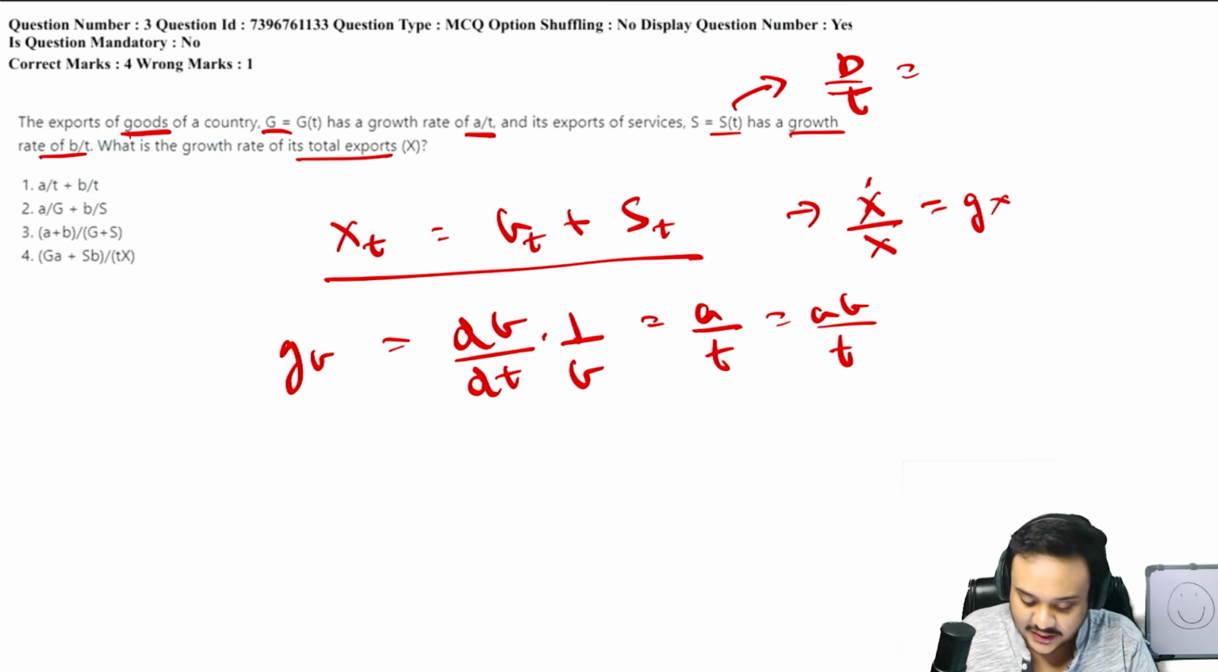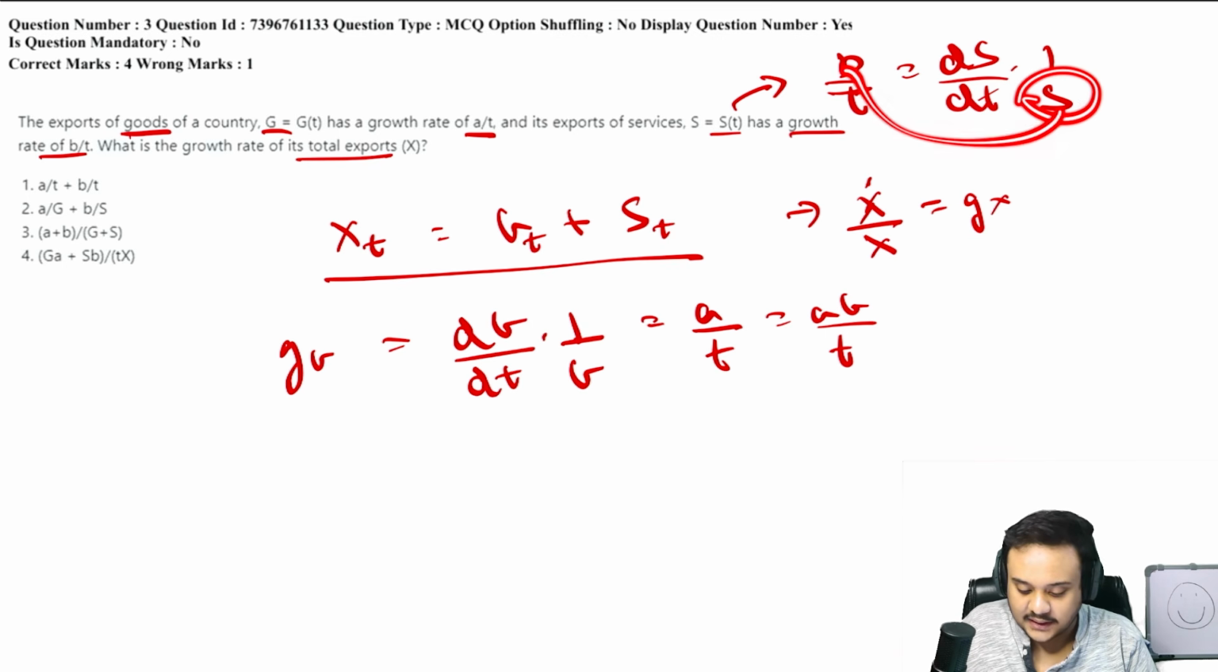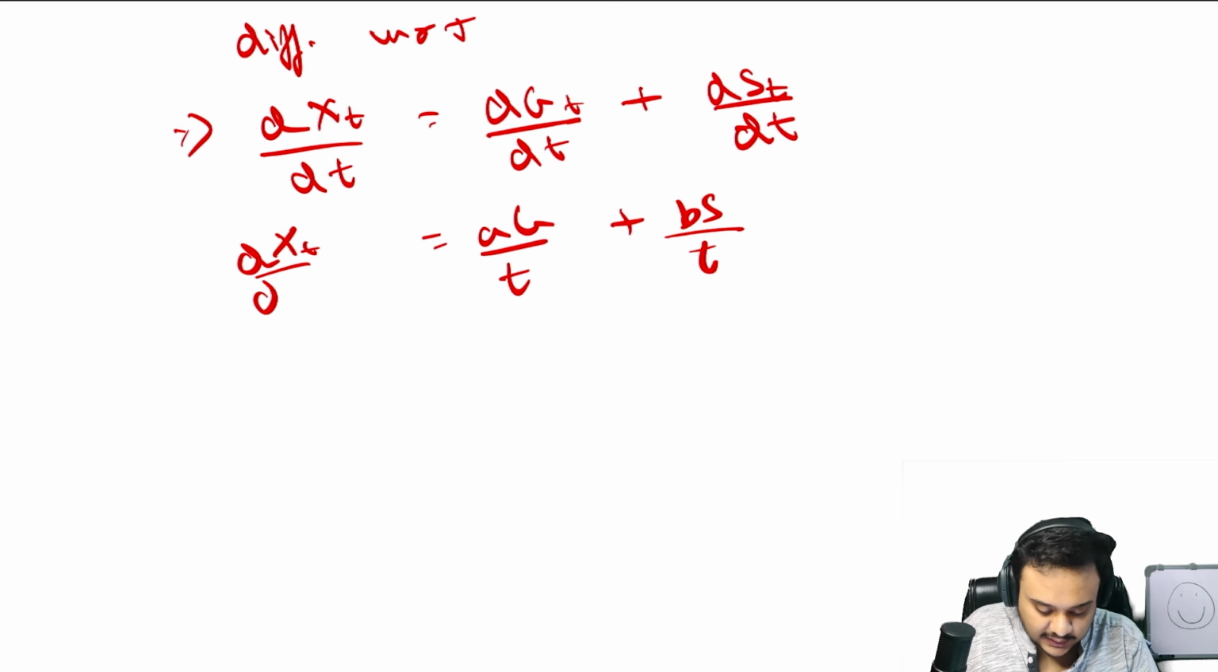It was very lame. So b by t was equal to ds upon dt multiplied by 1 by s, right? So you just send s to the other side. You get bs upon t. So this is dxt upon dt.